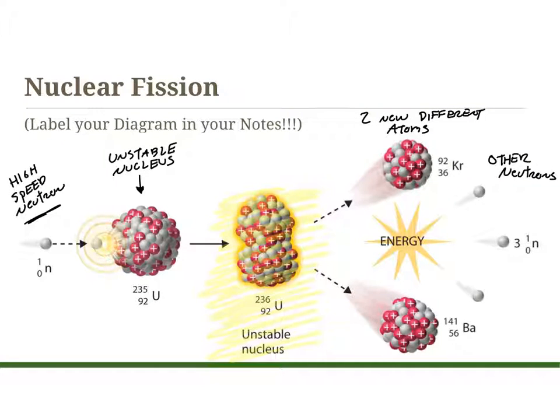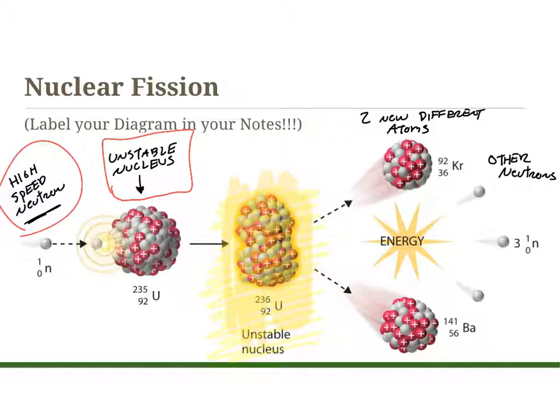This diagram is similar to the one that you have in your notes. This part of the diagram in your notes isn't there, but I'm still going to use this diagram to talk about what's going on here. So the first thing that we have over here is the high-speed neutron. The high-speed neutron is being shot into the unstable nucleus of some radioactive atom. In this case, we're talking about uranium.